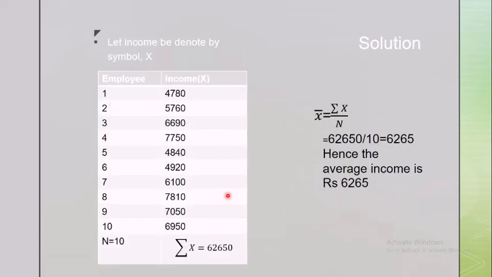I have just constructed a table over here. I have 10 employees, and then the corresponding income. So my n is 10, and x bar is equal to summation x. Summation x means you have to add up all the incomes and then divide by the total number, that is 10. So you get the average income as 6265. This is what you have to do when you get individual observations.